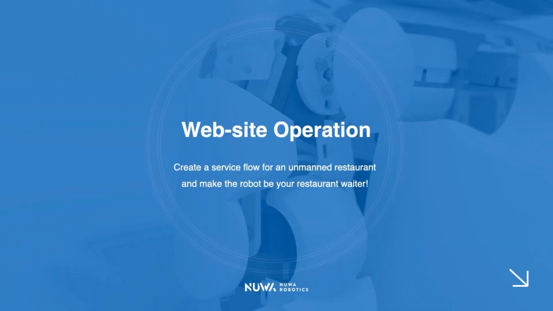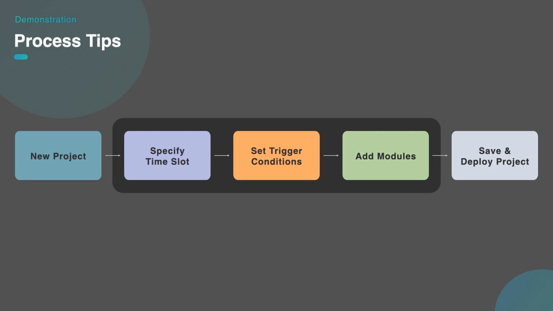Next, we will operate on the website based on the service flow shown in the video. First, add a new project, then follow the 3 steps of flow design. Include specified time slot, set trigger conditions, and add modules. Finally, save and deploy the project to the robot.